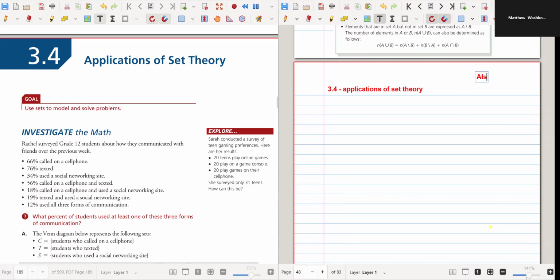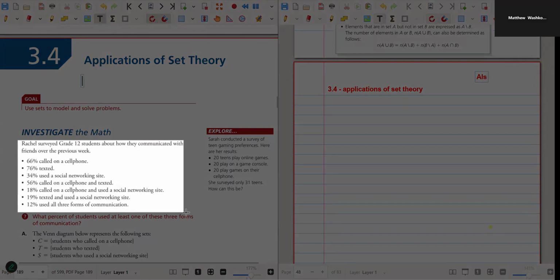So that said, we're now going to use applications of this. This is where it's actually used in the real world. You don't see it used a lot, but it is used a lot. So we're going to start out with this one here.